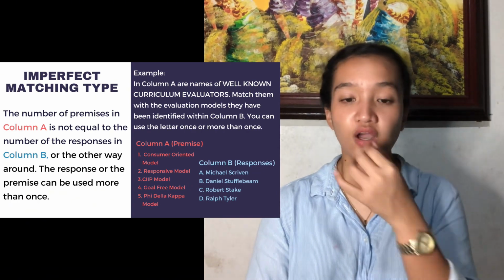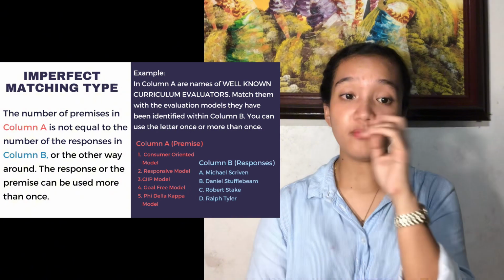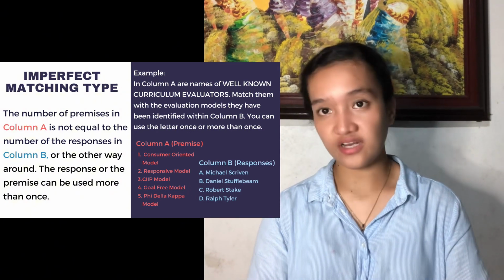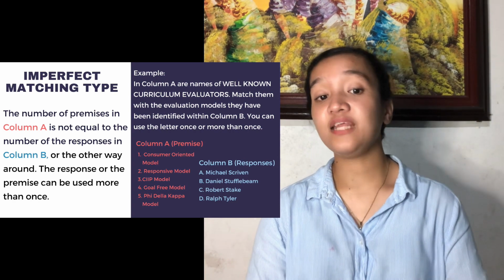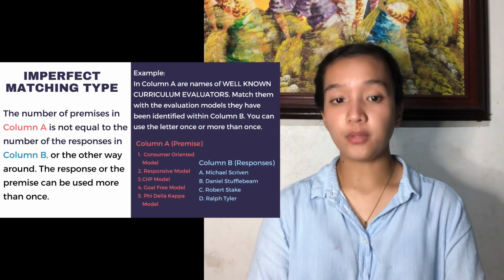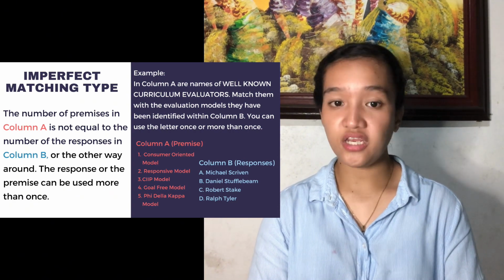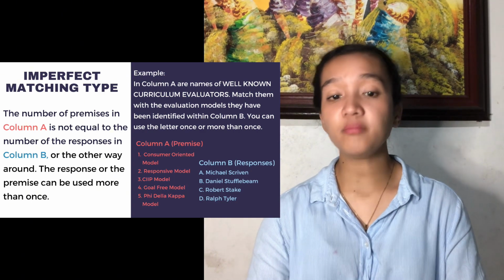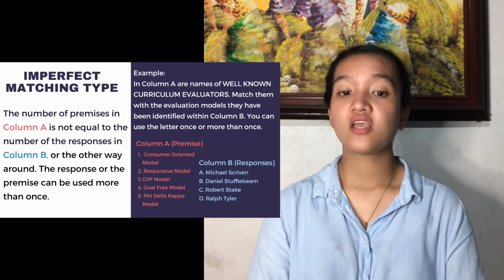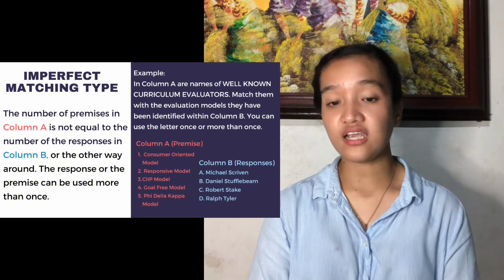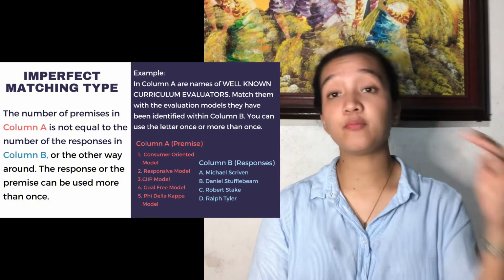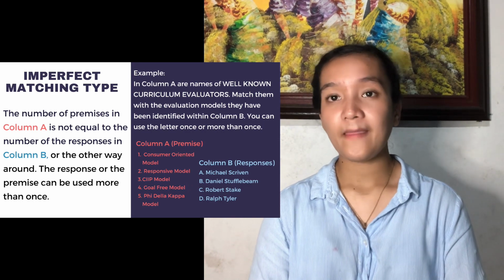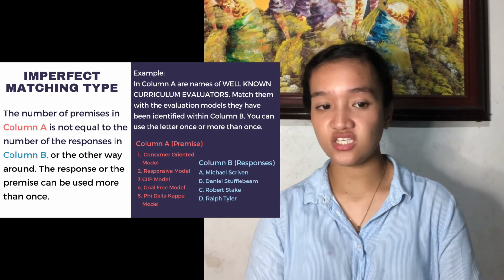And diri sa perfect matching type test dili na pwede magbalik-balik ang answer. While in imperfect matching type is dili pud siya equal number of the responses in column B. Kay diri sa column A, the premise or the problem is mas daghan siya kaysa sa column B, which is the responses. So, meaning, pwede magbalik-balik sang answer, unlike sa perfect matching type test.